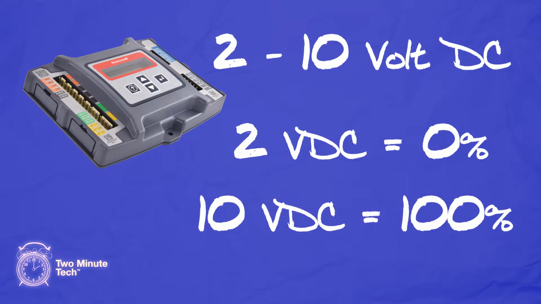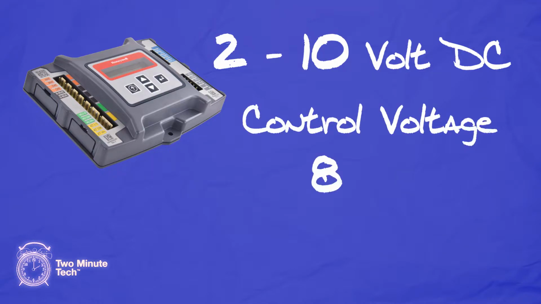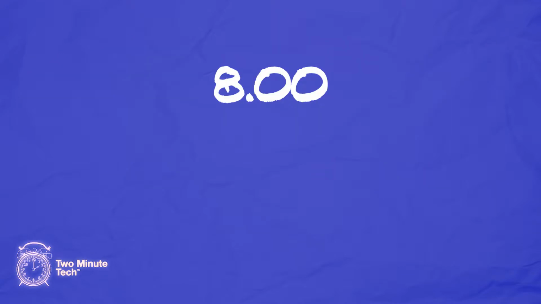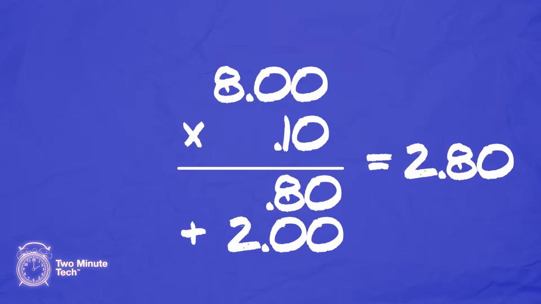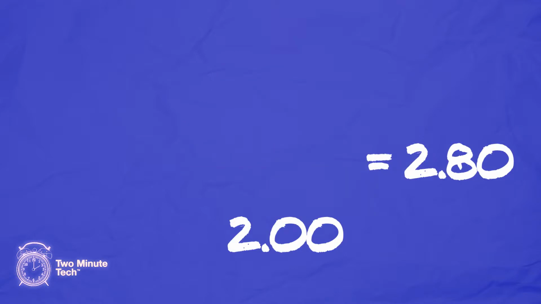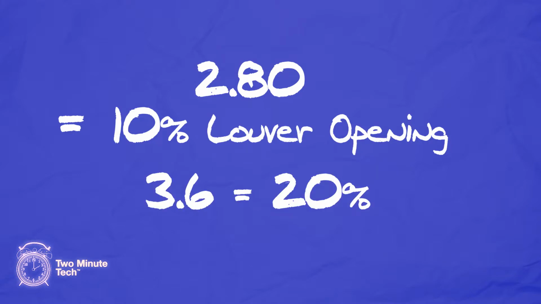To determine the voltage needed for a specific percentage, it must be calculated. Since our control range is 8 volts, we can use this to determine our required voltage for a given percentage of louver opening. If you multiply 8 times 10%, you get 0.8 volts. Add 2, which is the minimum, to get to 2.8 volts. 2.8 volts would be approximately 10% louver opening. 20% would be approximately 3.6 volts, and so on.